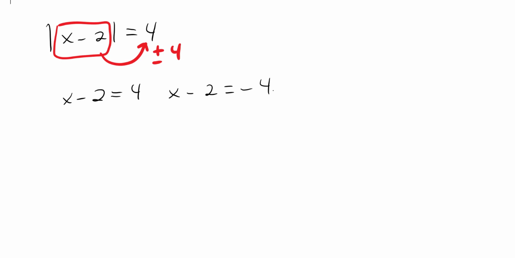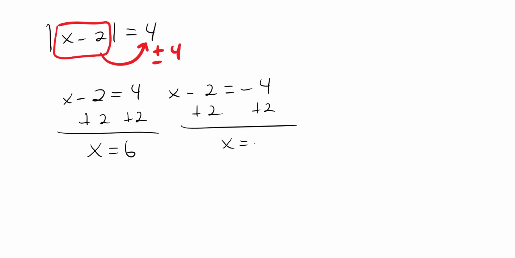Guys, please be careful with your positive and negative numbers. If you're not sure how to add or subtract some number, stick it in your calculator. Don't get that wrong. It's brutal to get that wrong. So I'm going to add 2 to both sides, and my answer is x equals 6. And I'm going to add 2 to both sides here. I'm going to get x equals negative 2. And there you go. Those are your two answers.